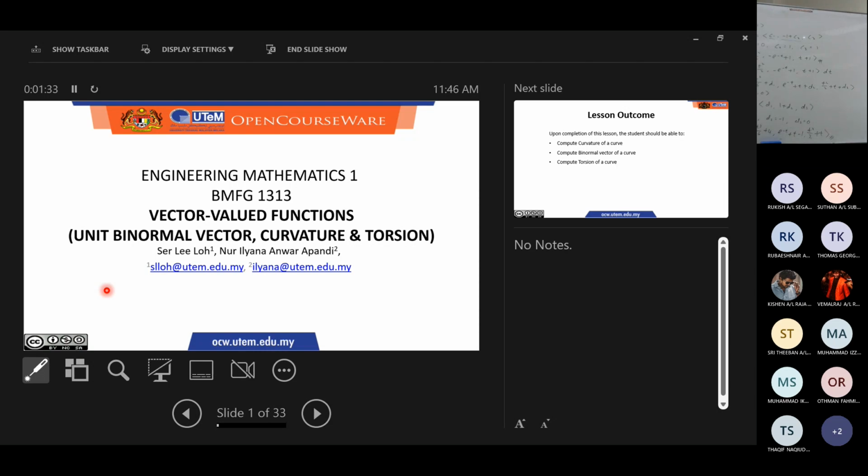You need to know, starting from the tangent, normal vector, and then binormal vector. Then we can proceed to the curvature and the torsion. Everything is about the computation. You have to compute all this by using the given formula. But of course, you have to understand what is meant by the tangent vector, normal vector, binormal vector, what is meant by the curvature and torsion, because you need to interpret something.